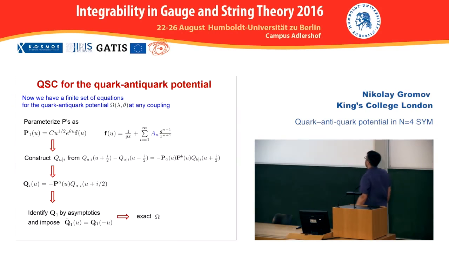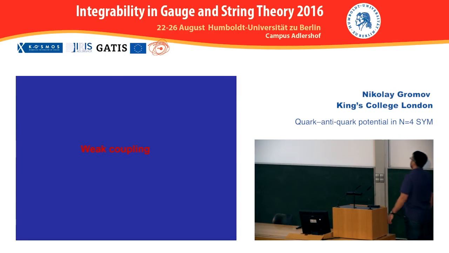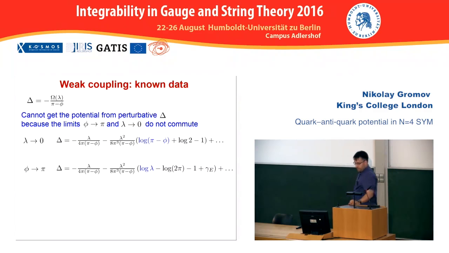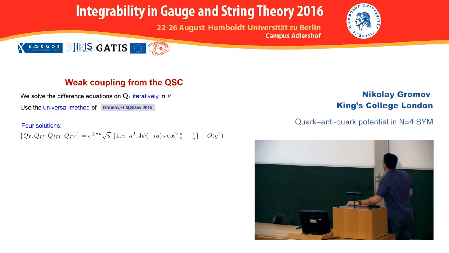Okay, and then you can do numerics and so on. I will show some data. But what is interesting is the weak coupling limit, because it kind of contains a new type of structure. So at weak coupling, if you look at known results, you'll see that actually the limits of lambda to 0 and phi to pi do not really commute in a sense. There should be some reference to Nadav. I think he is already nervous. Okay, I hope it will appear later.